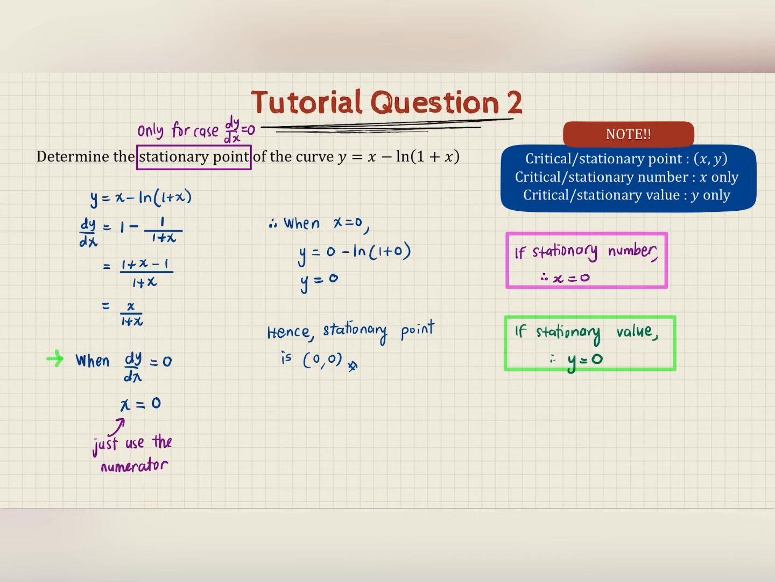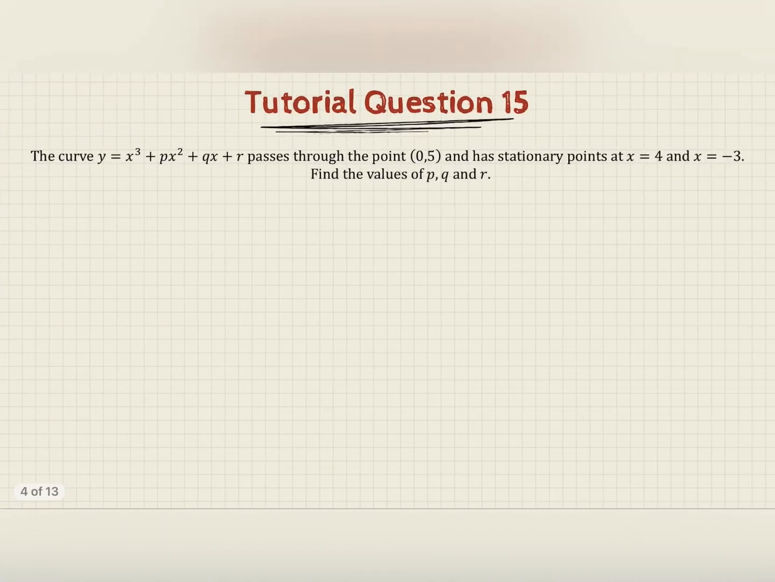Alright, now kita tengok soalan yang seterusnya. Okay, this one is question number 15. So apa kelainan soalan ini? The curve y equals to x cubed plus px square plus qx plus r passes through point 0, 5. Okay, so kat sini dia mention dia passes through the point 0, 5. And it has stationary point at x equals to 4 and x equals to negative 3.